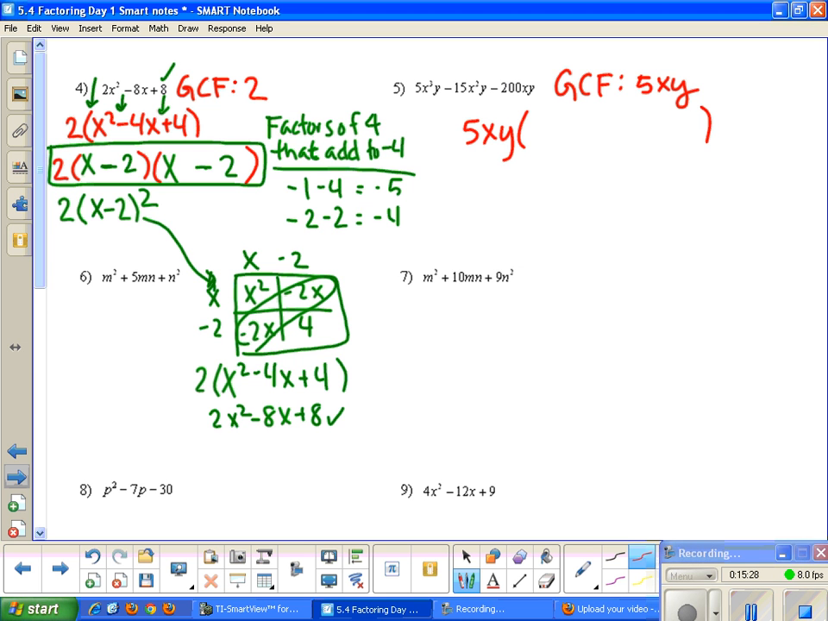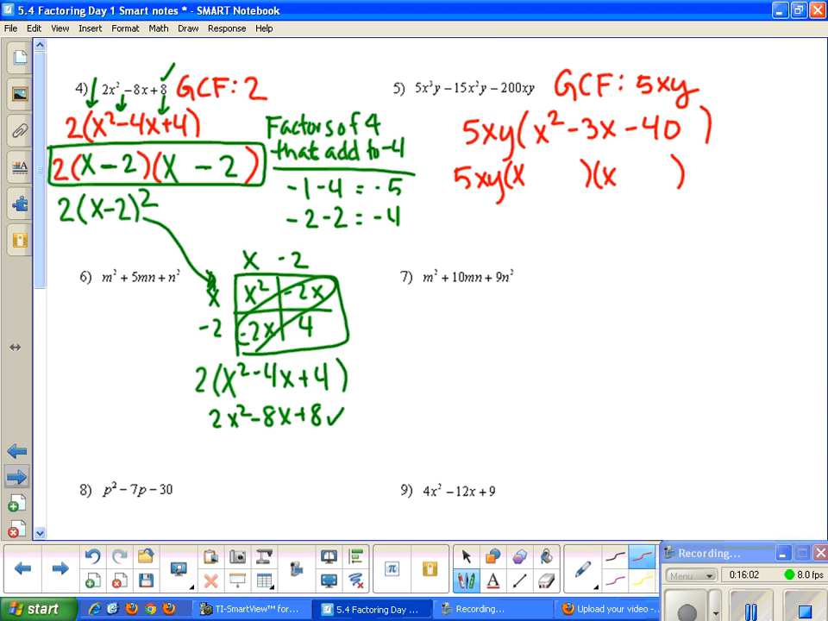So why don't you guys see if you can do this while I'm doing this. When you do that, you should get x squared minus 3x minus 40. Now notice that we have 3 terms on the inside of our parentheses, which is a trinomial. So now we need to see if we can factor this further. So I know that 5xy stays here. I would set up my 2 sets of parentheses. I know x is going to go here and here.